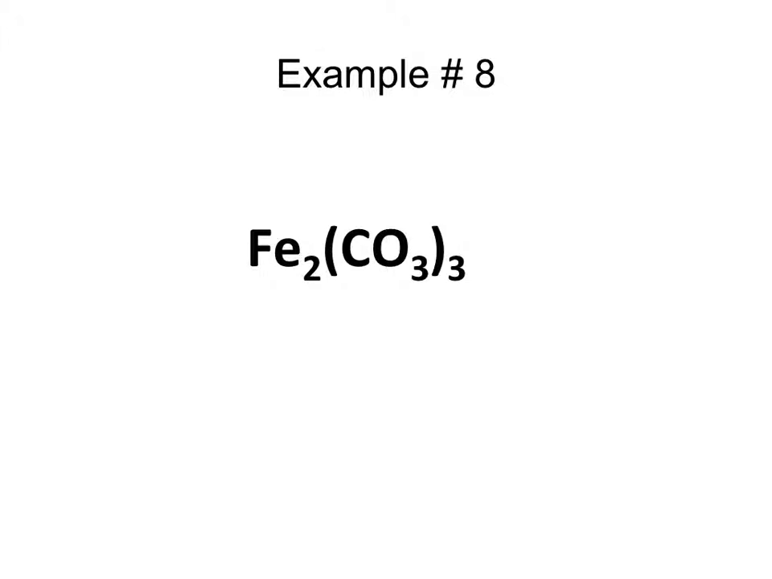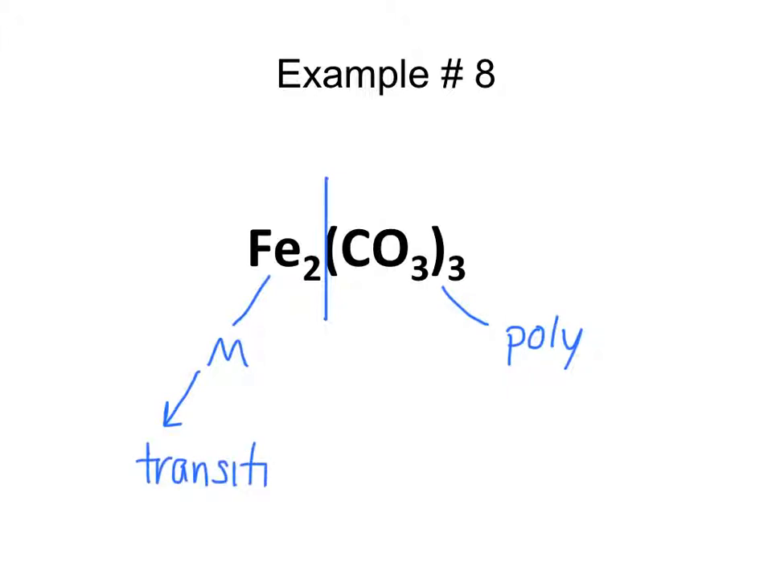Example 8 is a ternary ionic compound as referenced by the parentheses. I'm going to draw a line in front of that, and I will notice that the first half is a metal and the second half is the polyatomic ion. I will also notice that the metal is a transition metal. It is found in group B in the middle of the periodic table.